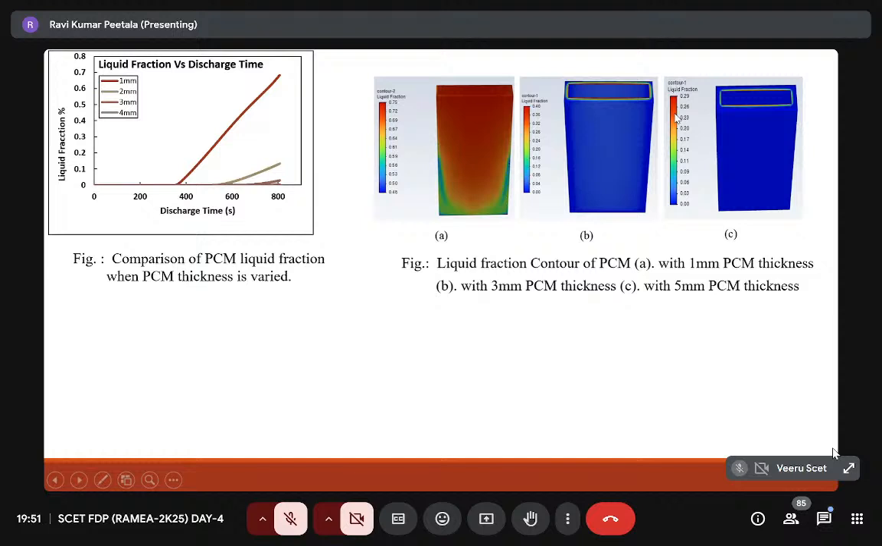So this is the variation of the PCM material, and here I have shown the same graph I projected here: the percentage with respect to time. With 1 mm, the PCM started melting from 350 to 380 seconds. But in the case of 3 and 5 mm thickness, the PCM started melting at 600 seconds. Till that time, the PCM is in the solid phase.